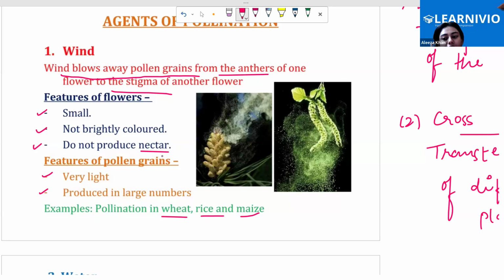So can I say, Shreya, all these methods are for the seed dispersal? For pollen grain dispersal, I think. Yes, pollen grain you can say.